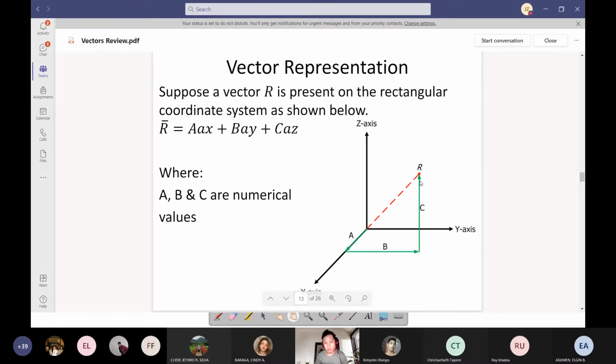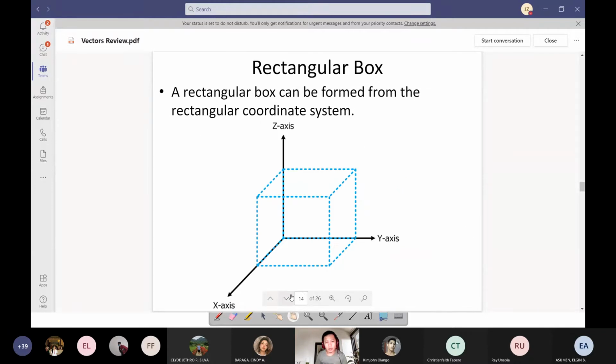Okay, so again, if you have a vector present in an area of a rectangular coordinate system, this will be the representation of the vector. Now, why is it called the rectangular coordinate system? It's called a rectangular coordinate system because basically you can form a rectangular box in this coordinate system using the x, y, and z axis.